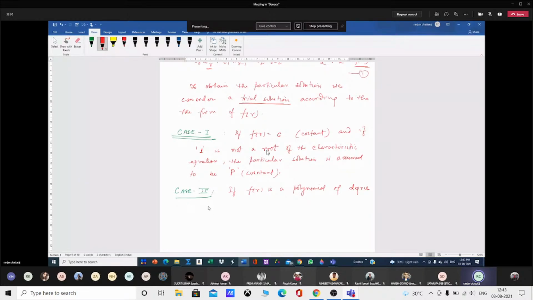If f(r) is a polynomial of degree t in r, so right hand side is a polynomial. You may write it like f(r), degree t in terms of r. Suppose this is f1 r to the power t, f2 r to the power t minus 1, like this, and we have t roots, so we have f_t r plus f_(t+1). Suppose f(r) is in these forms, then what should be the particular solution?